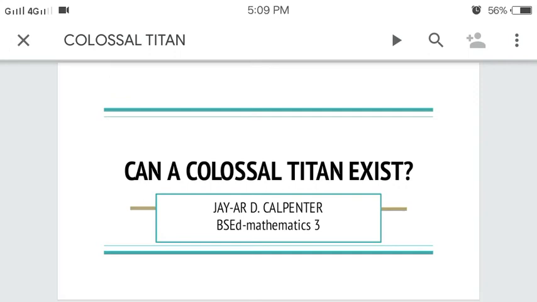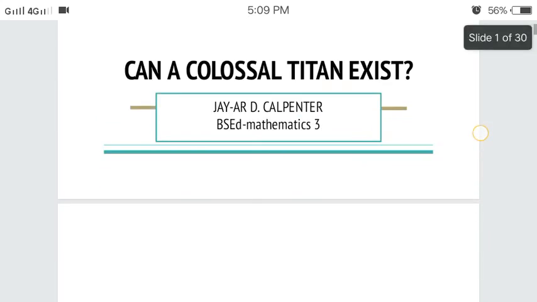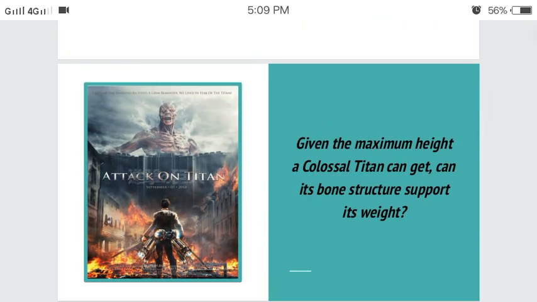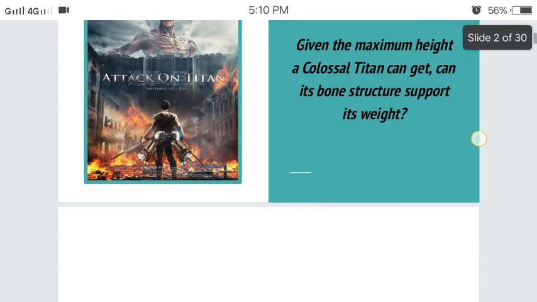Afternoon, everyone. Here's my presentation on Activity 1 entitled Can a Colossal Titan Exist? So the guide question is, given the maximum height a colossal titan can get, can its bone structure support its weight? So that's the question.